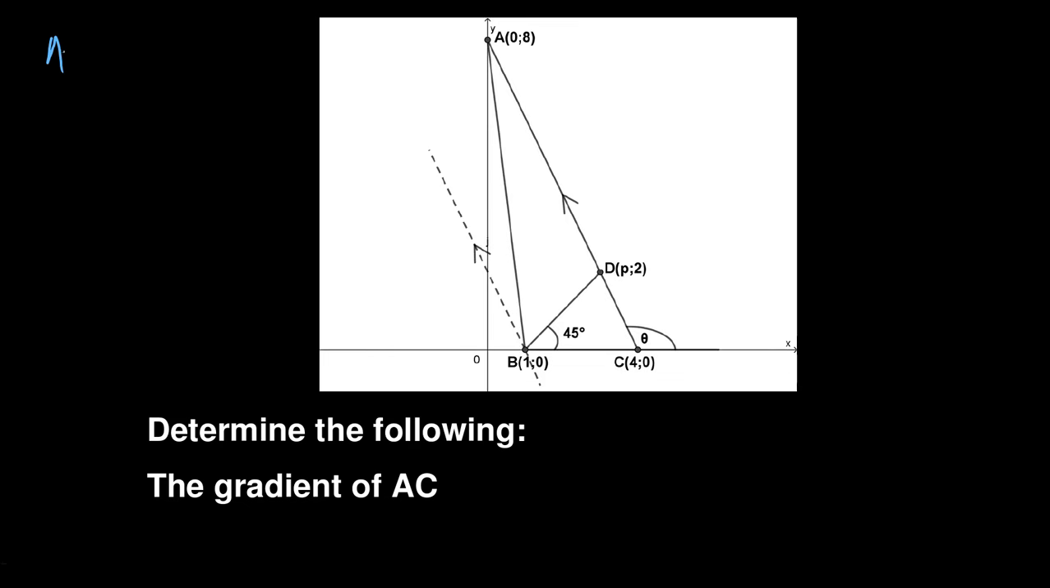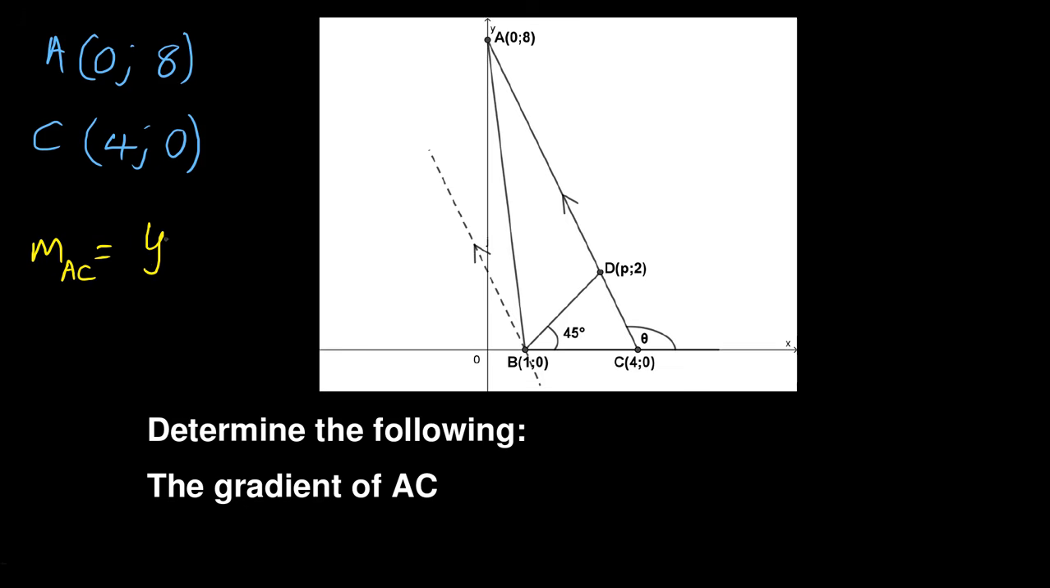I have got my A as (0, 8), and I've got my C as (4, 0). So from this, I'm able to remember the formula for the gradient. It says M, or gradient of AC, is equal to y2 minus y1 over x2 minus x1.